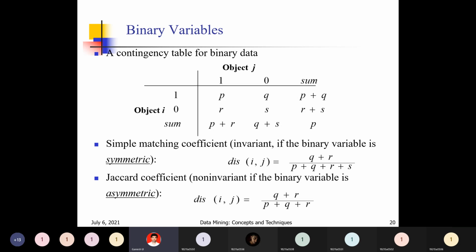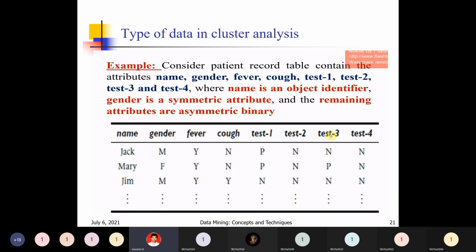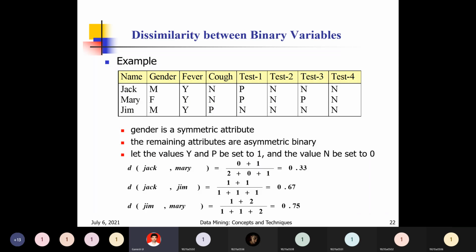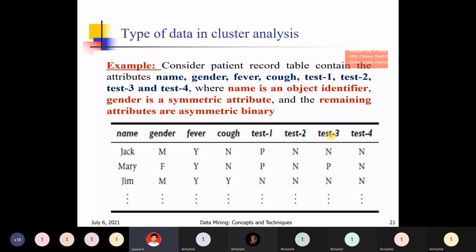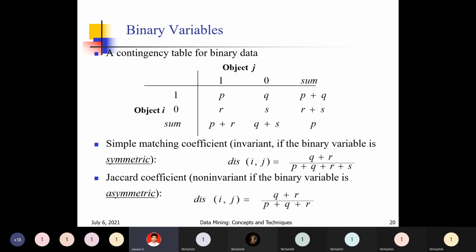How many 1 0s are there? How many 0 1s are there? Take for each and every attribute, fever, cough, test, for Jack and Mary, what are the values? For Jack and Jim, what are the values? Like that you find the distance between two objects. You can find the distance or dissimilarity between two objects using this formula. For asymmetric, you follow this formula: how many 1 0s, how many 0 1s, just put here Q plus R by P plus Q plus R. That is the formula for asymmetric binary variable dissimilarity.